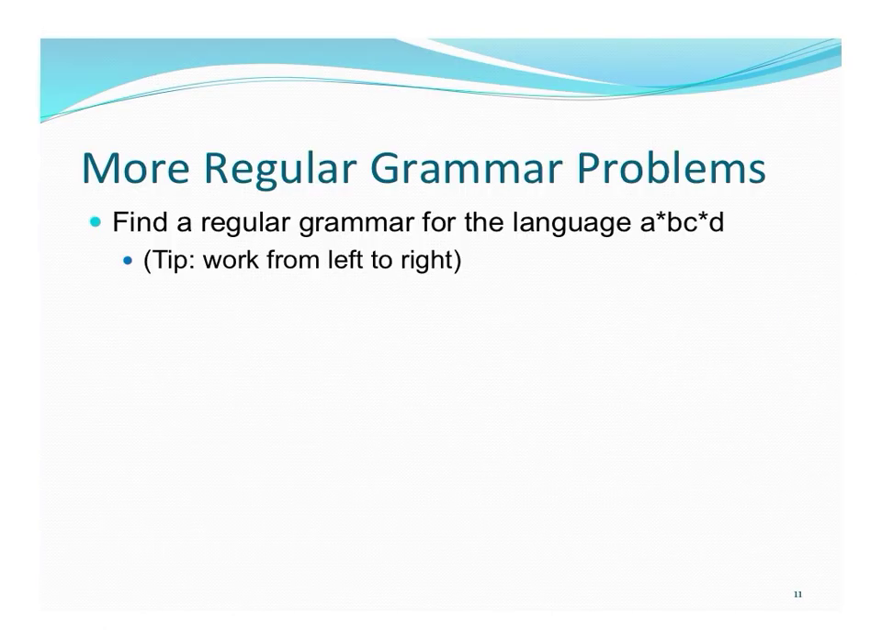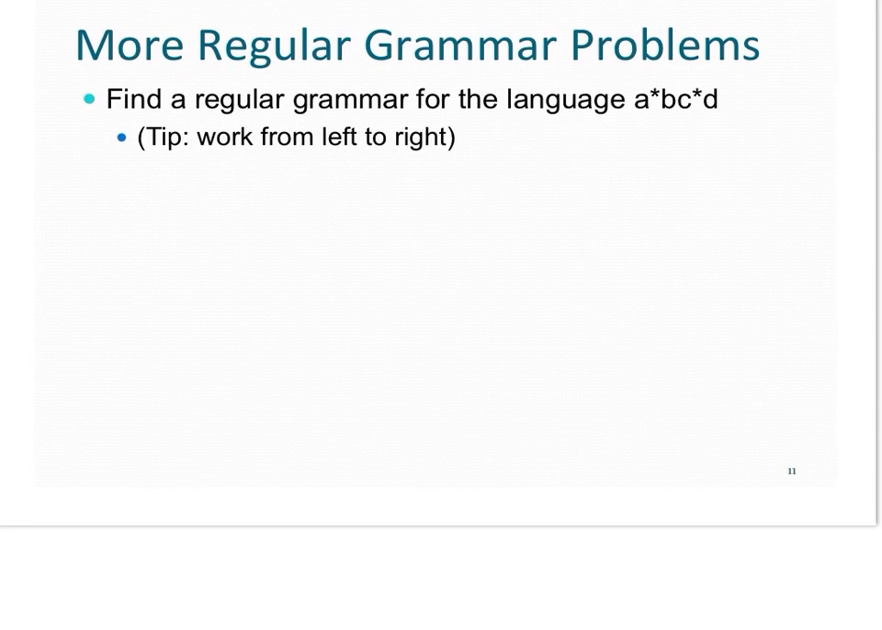So here's another regular grammar problem. We want to find a regular grammar for the language a star b c star d. Again, my hint is just to work from left to right. It's very similar to what we did before. You may want to pause the video and try and figure it out. I'm going to do it for you right now.